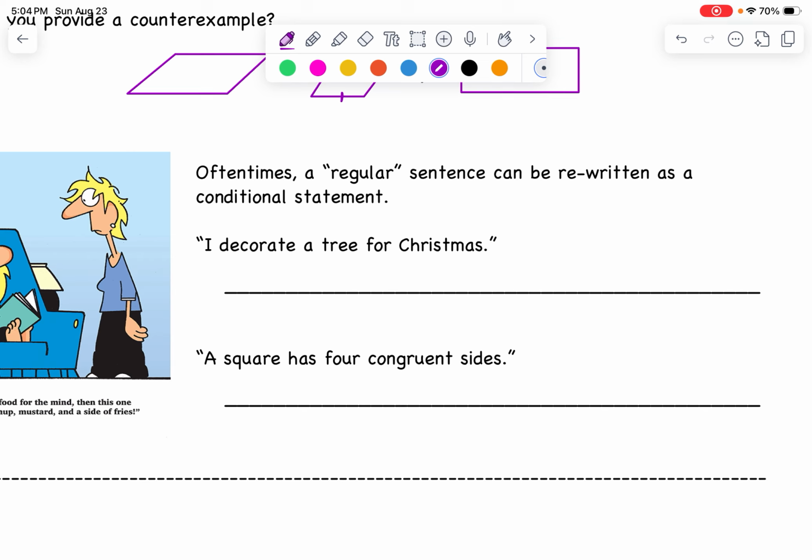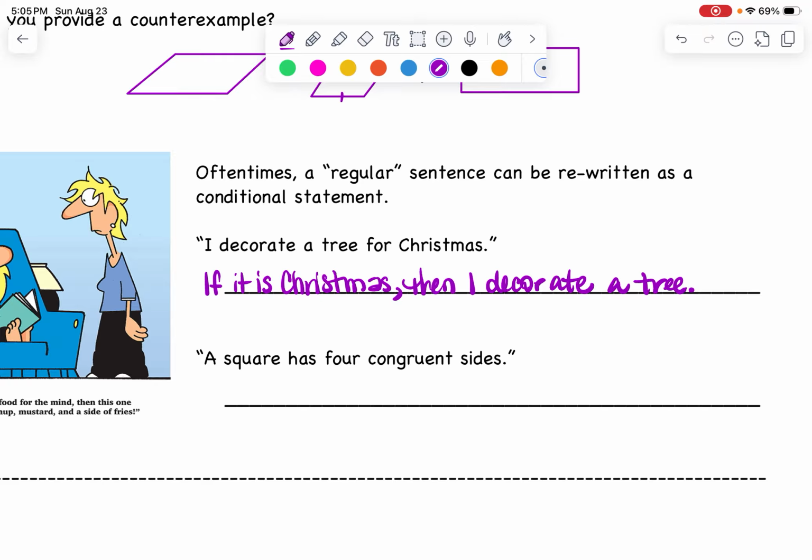And so people might decorate trees for a lot of other reasons other than Christmas. So when we write an if-then statement, we want to make sure that it's actually a true one and is saying the same thing that the sentence is. So if I was to write a sentence, I would write, if it is Christmas, then I decorate a tree. Right? And now we're kind of giving that same connotation as the original sentence.